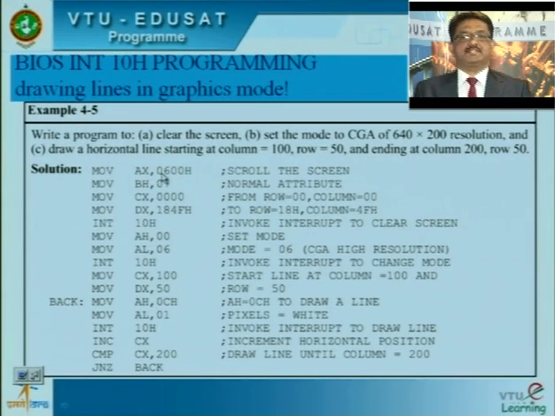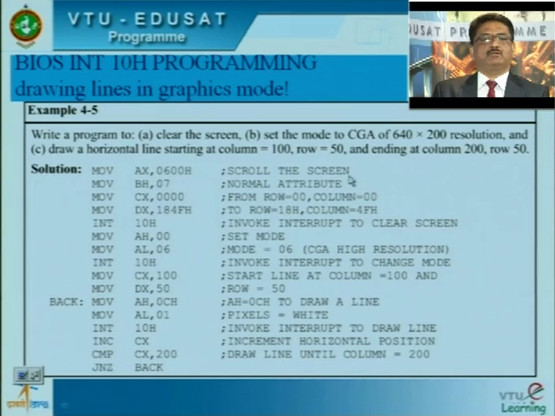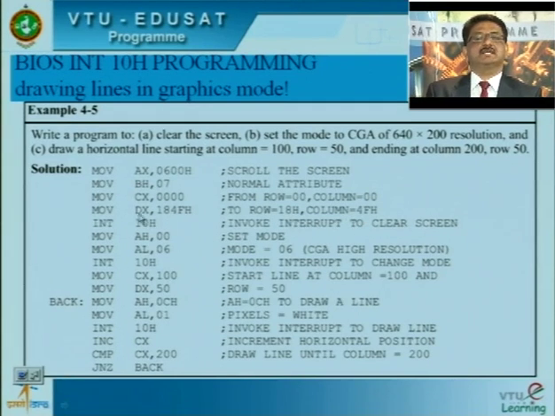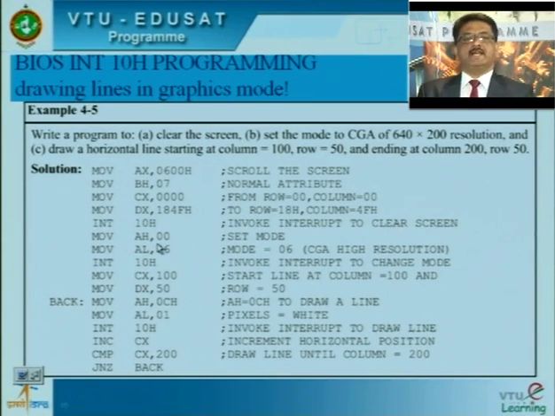MOV AX, 0600H, which will scroll the screen. MOV BH, 07H, set the screen to the normal mode. MOV CX, 0000, set the row number and column number. MOV DX, 184FH, that is the row number and the column number. Invoke INT 10H so that the screen gets cleared. Then to set the video mode, MOV AH, 00H, so I go for the video mode. MOV AL, 06H. 06H indicates the CGA high resolution mode as requested in the problem. I am calling INT 10H. So two jobs are over.